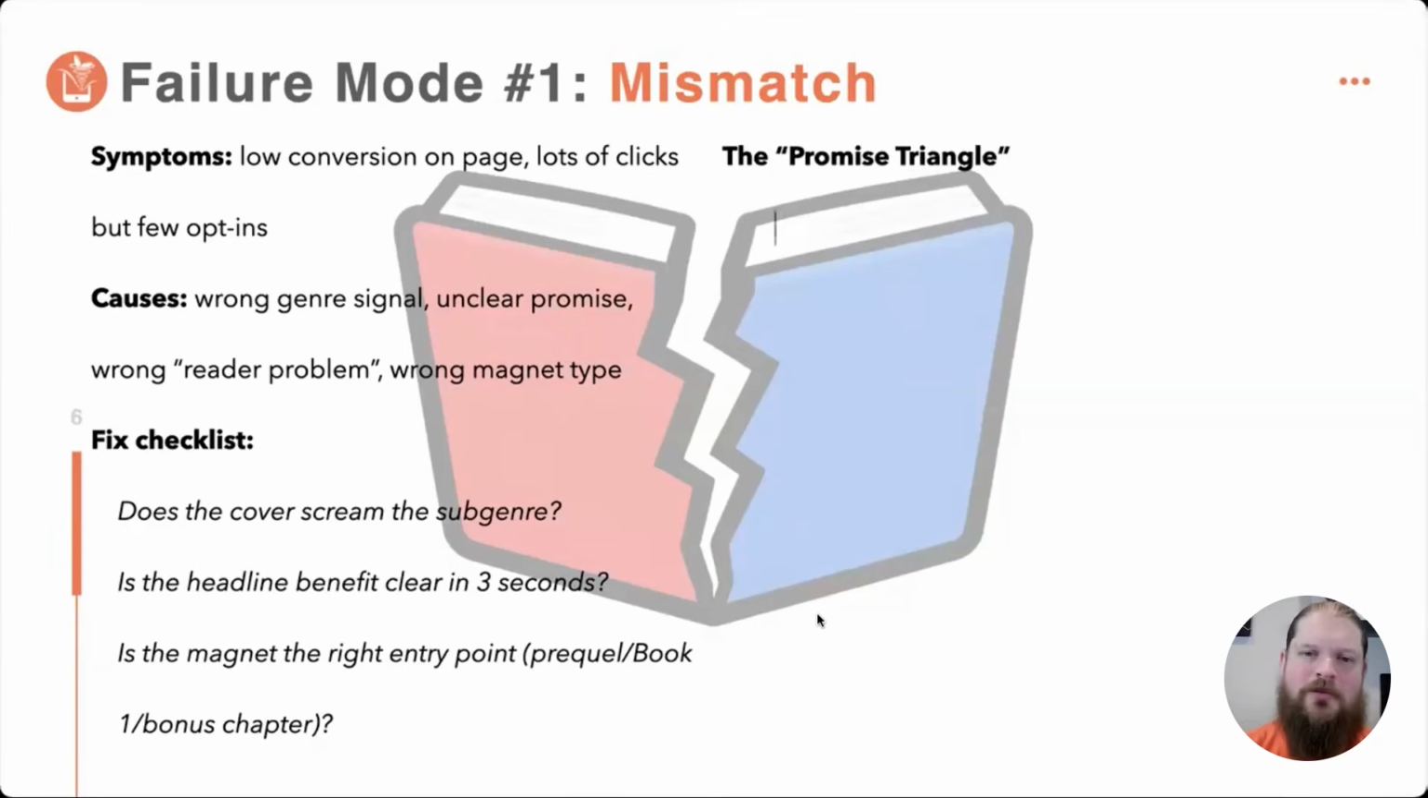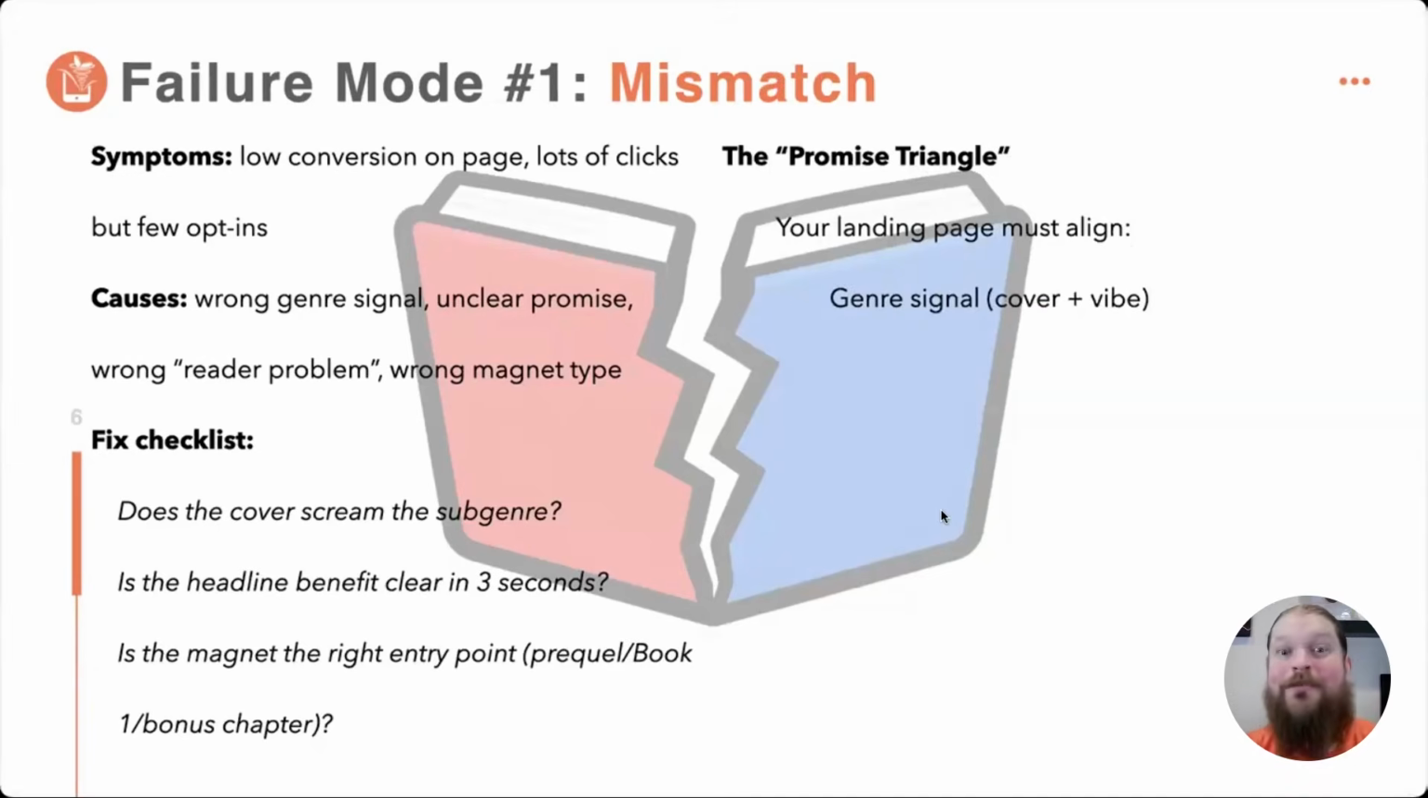So the promise triangle, I want to talk about this here for a moment. Your landing page must align in terms of a genre signal. So that's the book cover and the vibe of the landing page too. That goes beyond the book cover a little bit, right? Your theme, your colors that you pick, that sort of thing. The hook, right? What's the experience that the reader is going to get? The hook is you're promising them this is the experience you're going to have. And that's very specific to a given genre, right?